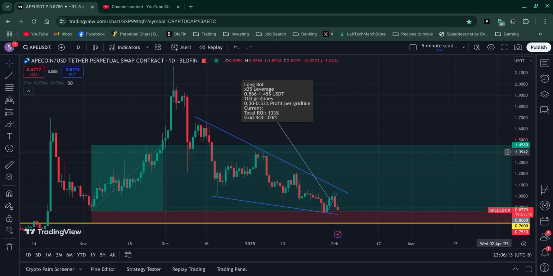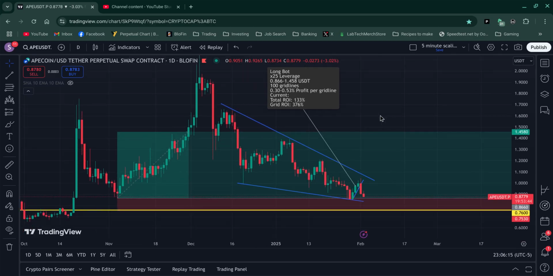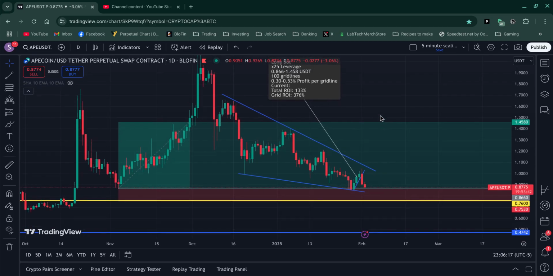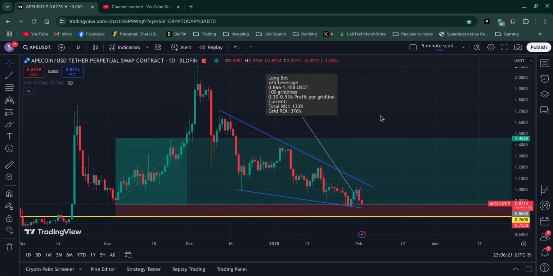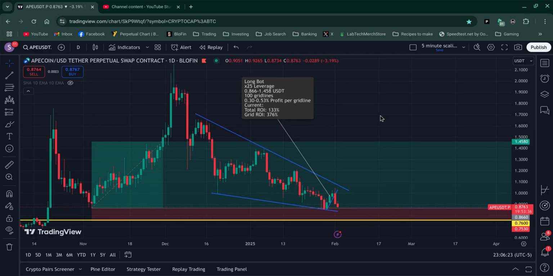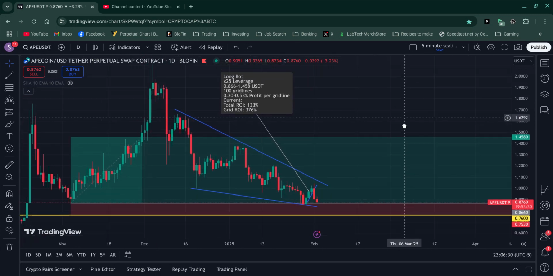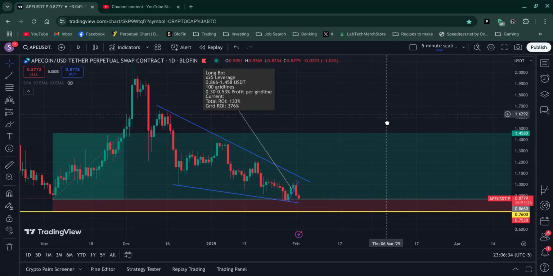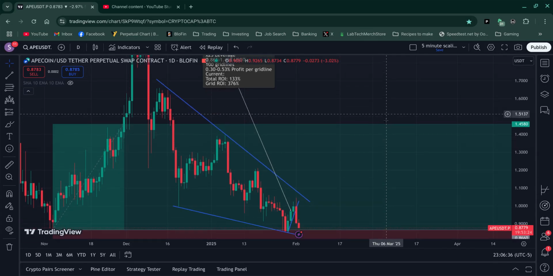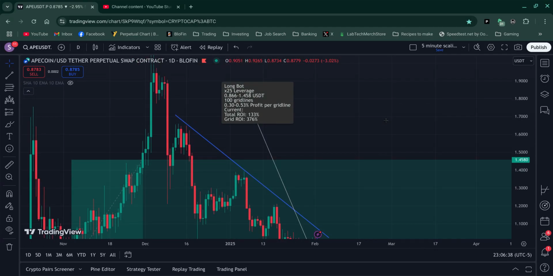Now, if you're new to the channel, some of the stuff that I have already overlaid on my charts here is for my grid trading setups. I trade cryptocurrencies on a grid. It's one of the things that I do in terms of my interactions with the cryptocurrency sphere.